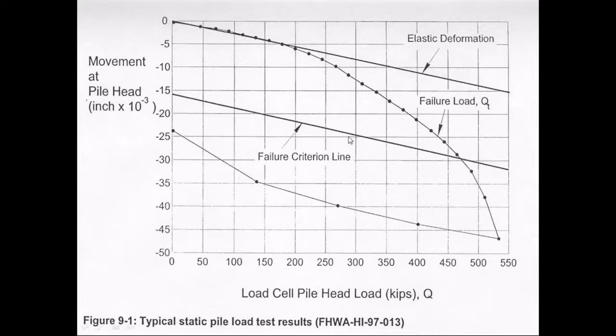And you see this has a failure criteria line drawn on it. Every project is going to have different failure criteria, really dependent on the engineer's preference. So in this case here, you can see that based on this data, the ultimate pile capacity is going to be around 475 kips based on the failure criteria for this test.